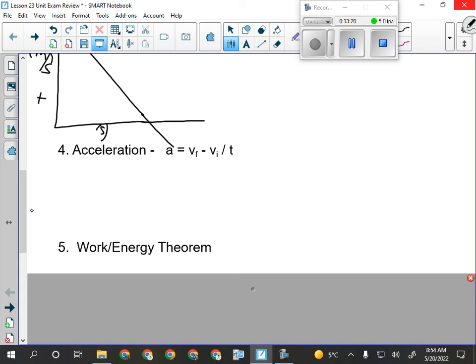Then we went over work energy theorem. There are 2 work energy theorem problems on the exam, 1 potential and 1 kinetic. And they are of a very reasonable level of difficulty. We have done many in class harder than the 2 I put on the exam. Okay? So they're not going to involve crazy manipulation.